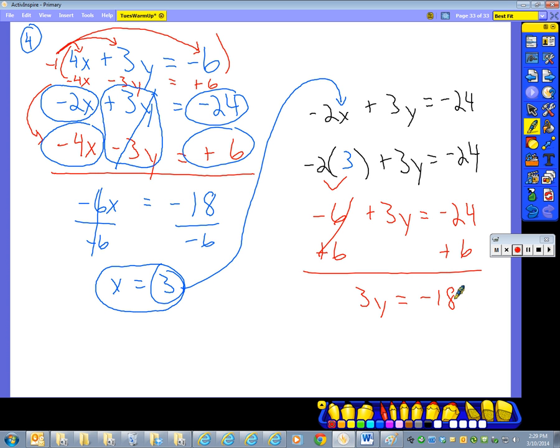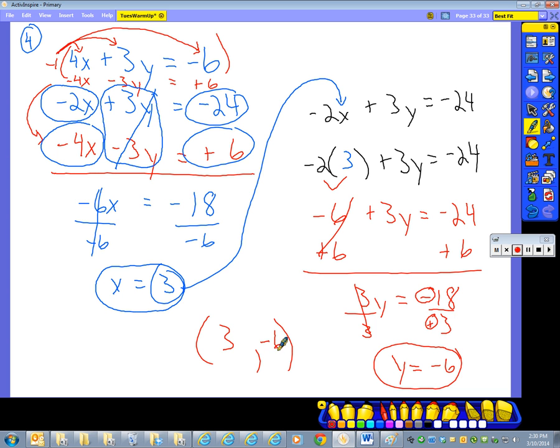Yes, negative 18. And Kaylee, help me finish this problem out. Divide by what? You got it. Divide both sides by 3. And I've got y equals, what do you think, Kaylee? Yes. It is a negative 6 because you learned in 7th grade when I divide a positive and a negative, I get a negative answer. So my coordinate pair answer is going to be x is 3 and y is negative 6.